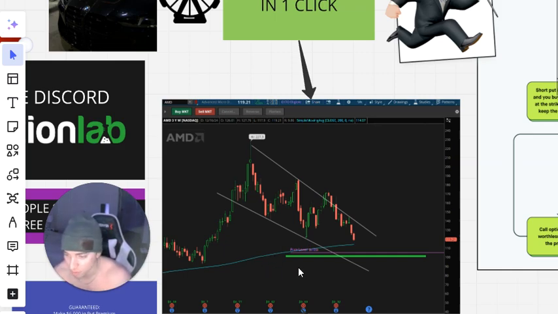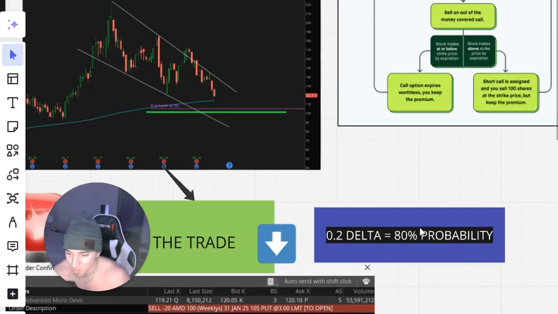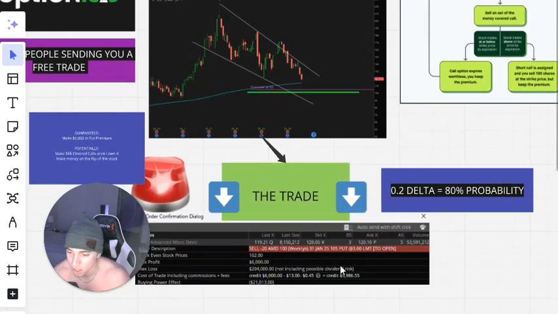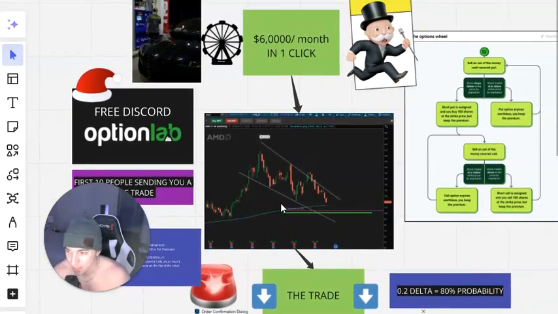Once you trade this strategy, you never want to go back. So 0.2 delta, 80% probability. You guys saw how much I'm making on this trade. It's really as simple as that.